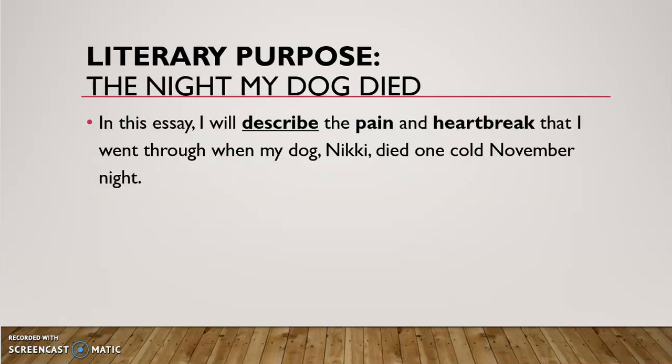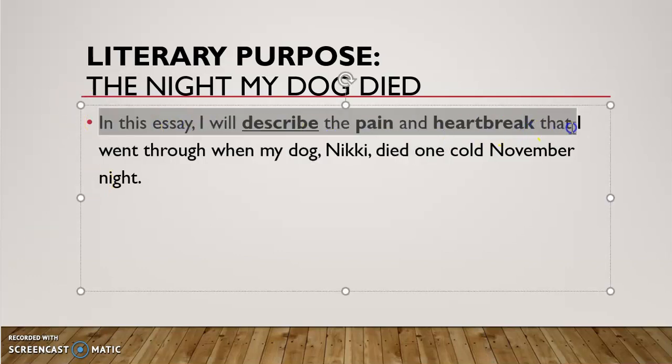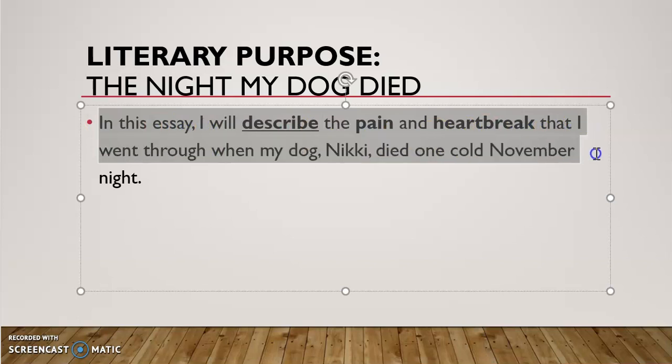And so in that, you'll see how the proposal changes based on the genre. So here, for literary purpose, right, the title is going to be The Night My Dog Died. So that's what my proposal is going to be for, a paper titled The Night My Dog Died. So now I have to explain with my proposal how I'm going to write about this under the literary purpose. So here I wrote, in this essay, I will describe the pain and heartbreak that I went through when my dog, Nikki, died one cold November.